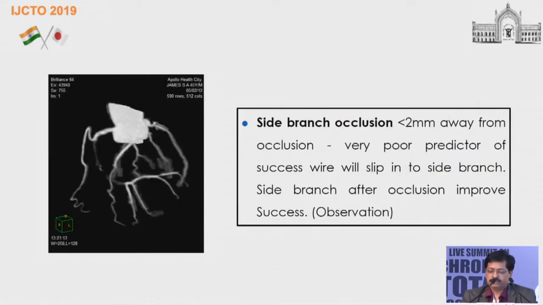But a side branch 2 mm away from the occlusion is a very poor predictor of success. The wire will always slip into the side branch. So a Crusade catheter can be used in this type of lesion to enter the true lumen.